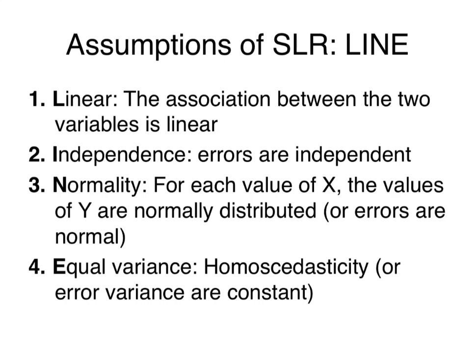So now let's turn to the assumptions of simple linear regression, which also apply to multiple linear regression. The first assumption is linearity, which means that the association between the two variables is linear, or the mean of y for a given value of x is a straight linear function. Independence is the second assumption, and this means that the errors or residuals are independent. Normality is the third assumption. So for each value of x, the values of y are normally distributed, which also means that the errors are normally distributed. And the final assumption is equal variance, or homoscedasticity. This means that the error variance is constant. So the variation around the regression line is approximately the same at each point along the line.